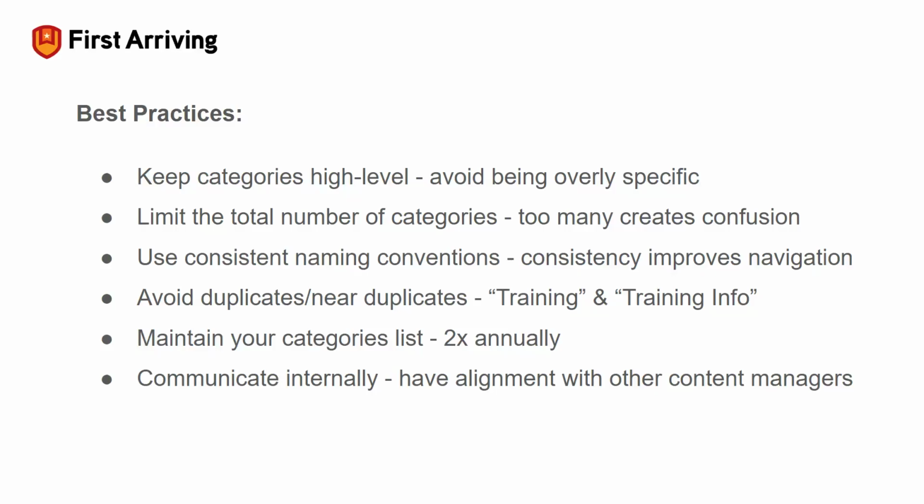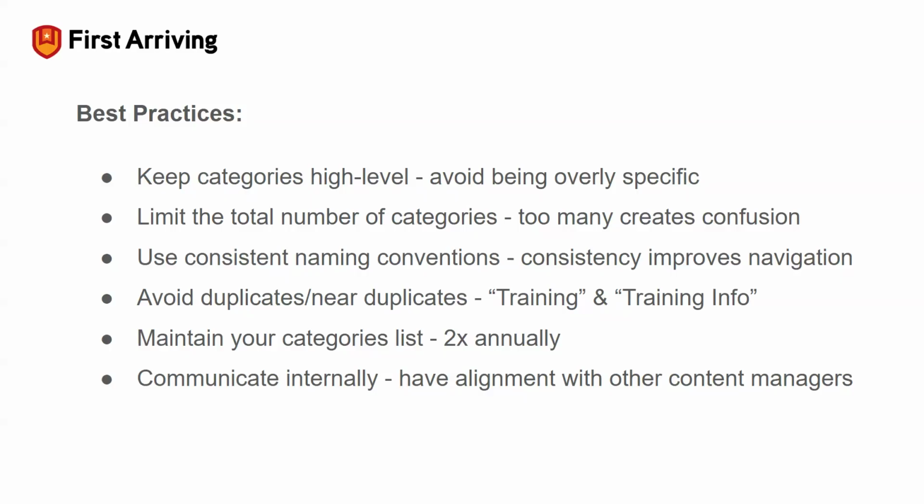And here are some best practices to keep in mind as you think about building out your categories list. Number one is keep categories high level and meaningful. Avoid overly specific labels that only apply to a single item. Aim for labels that any member of your organization would immediately understand upon seeing them. Limit the total number of categories. Too many create a lot of confusion and add to the complexity of searching for those items you want in the platform. Aim for 8 to 15 core categories per content type, enough to be useful without becoming overwhelming.